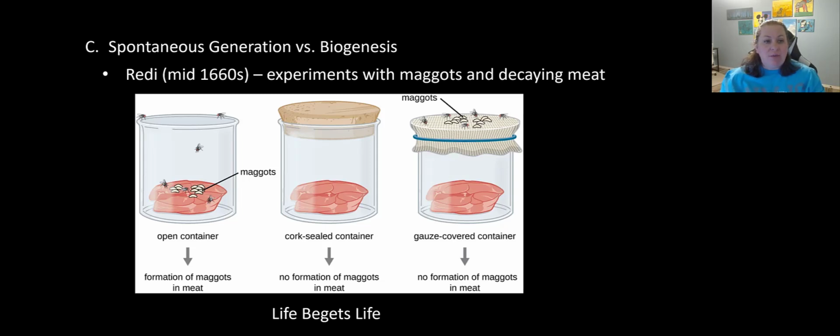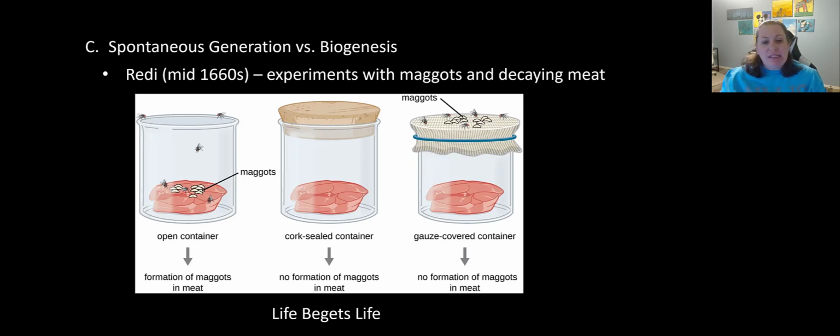On the other side, he took a container, and this was more of his control, where the meat was rotting, but he left a stopper on it where nothing could gain access to it. In this case, no maggots formed, no flies formed. And so this showed that the air and all that kind of stuff didn't actually contribute to the formation of maggots and flies.